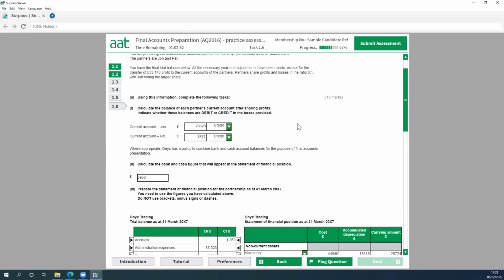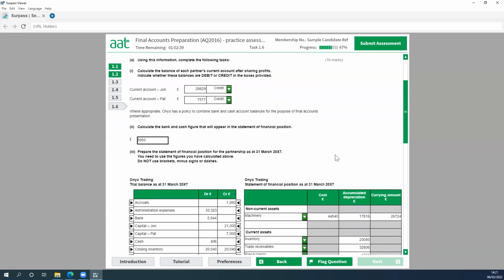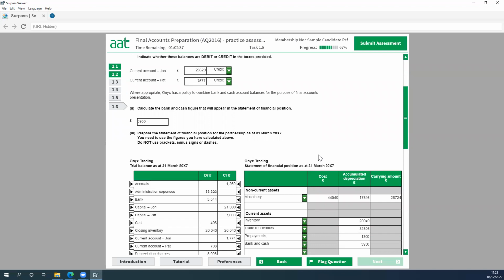So far as Pat is concerned, again 33,140 times 1 divided by 4 is 8,285. But Pat was overdrawn, wasn't he? He was overdrawn by £708. So let's take 708 off that, which means he's got a closing balance of 7,577. We'll put those in their accounts later on.